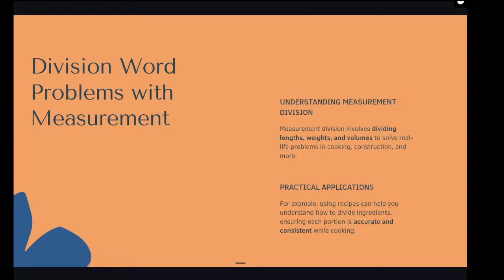Division word problems with measurement. Understanding measurement division involves dividing lengths, weights, and volumes to solve real-life problems in cooking, construction, and more. Practical application. For example, using recipes can help you understand how to divide ingredients, ensuring each portion is accurate and consistent while cooking.